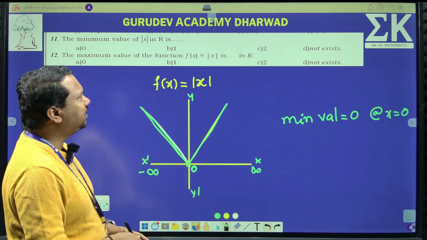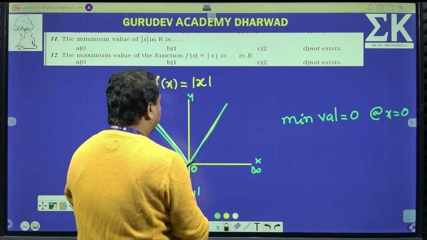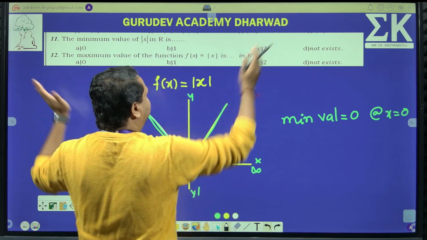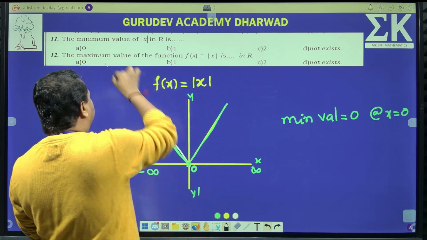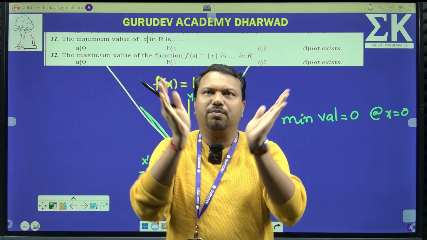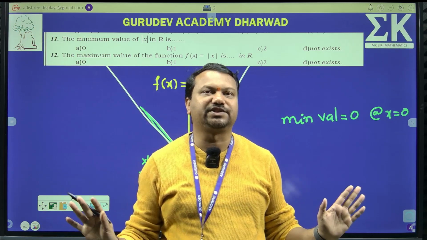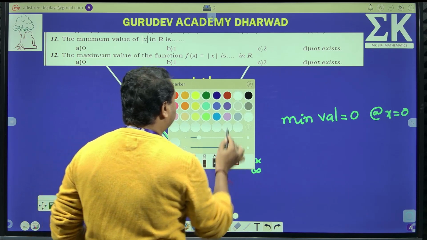Now how about the maximum value of this function? Observe, this graph is an unbounded curve. It is open to the sky. There is no limit for this function, isn't it? It's just open to the sky. Hence, there is no maximum value for the function. Hence, what could be the answer in this case?